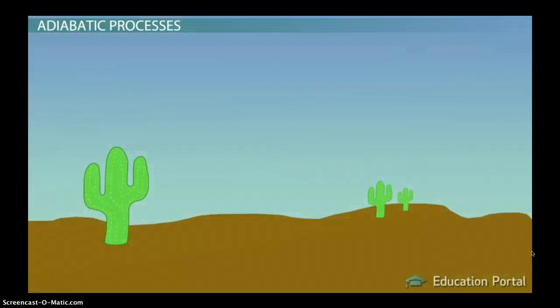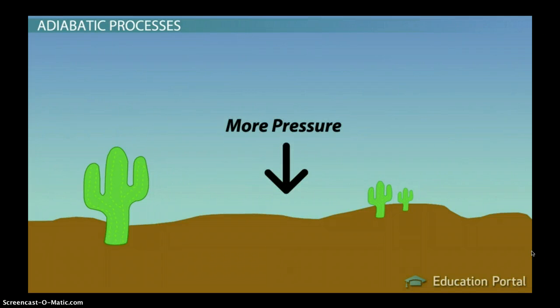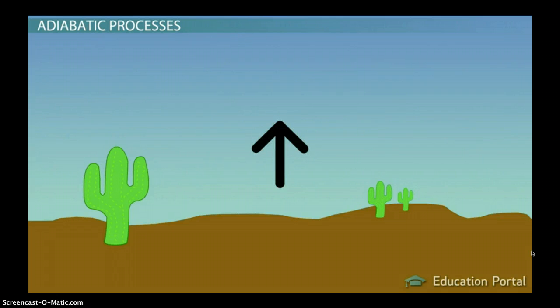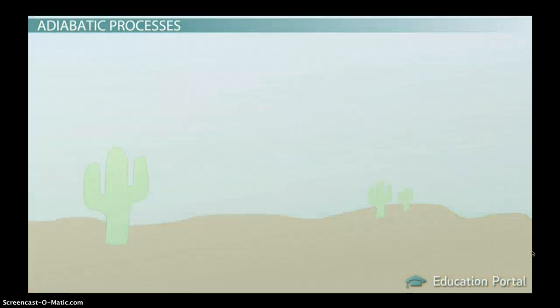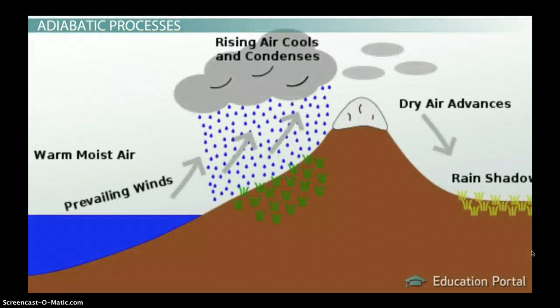And because air has weight, it's affected by gravity. So, nearer to the ground, there is more pressure because there's more weight. As you rise in altitude, the weight is less, so there is less pressure and more space for the air to expand. This means fewer collisions, less pressure, and less heat. You can see this process along mountainsides.